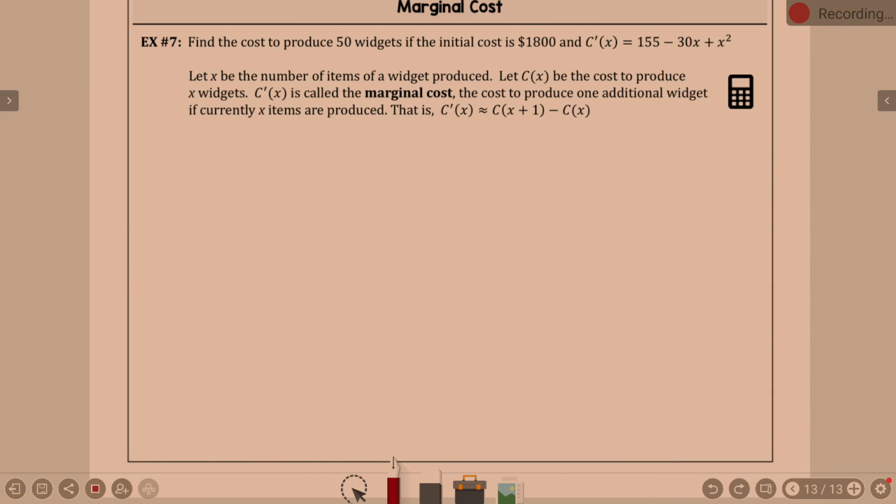I wonder why she says the integral of something. Okay.